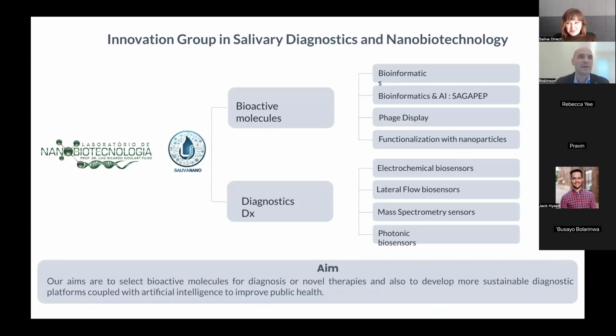As I said, our main research line includes the development of bioactive molecules selected through bioinformatics, sometimes integrated with artificial intelligence. We also use phage display and functionalization with nanoparticles. We insert these selected bioactive molecules in electrochemical biosensors and lateral flow biosensors, and we have also developed mass spectrometry sensors and photonic biosensors. Besides, our bioactive molecules may be applied to novel therapeutic approaches.